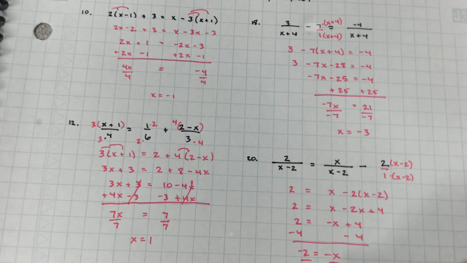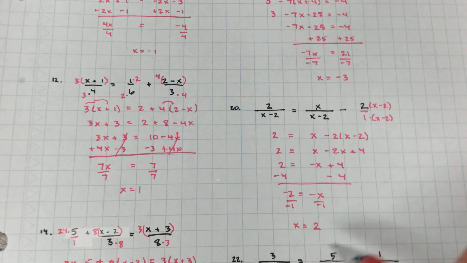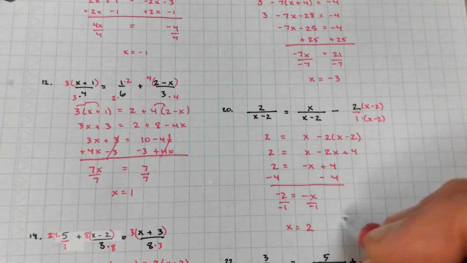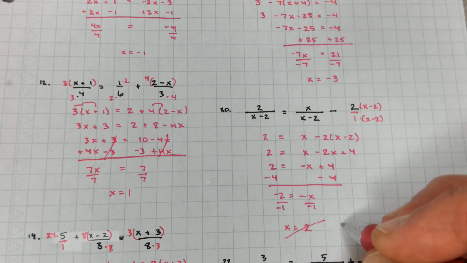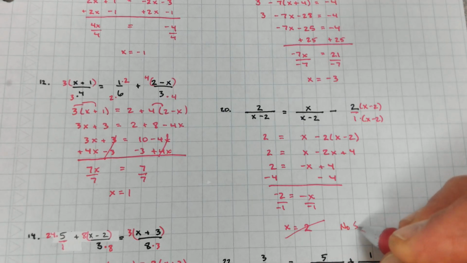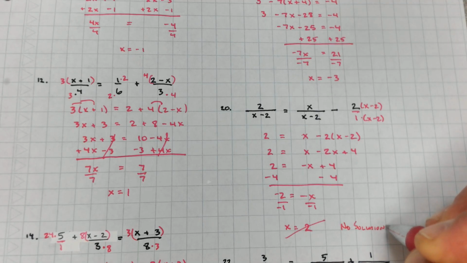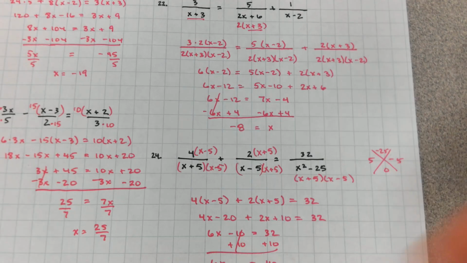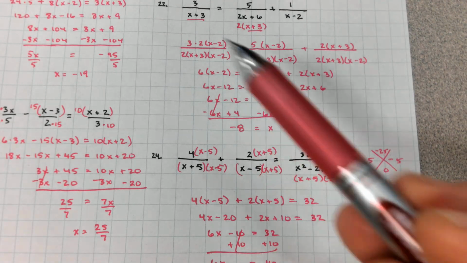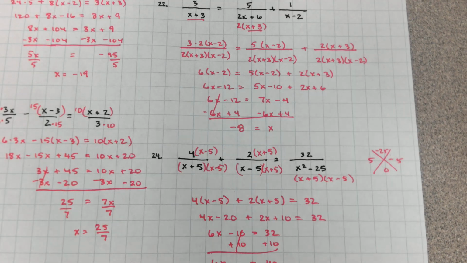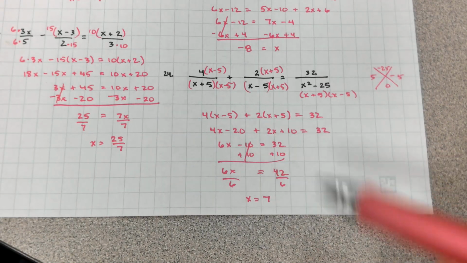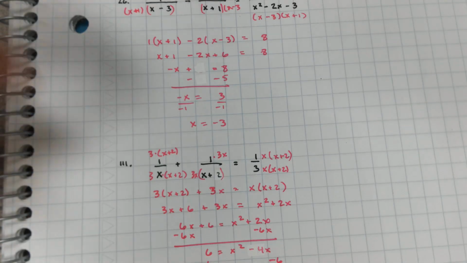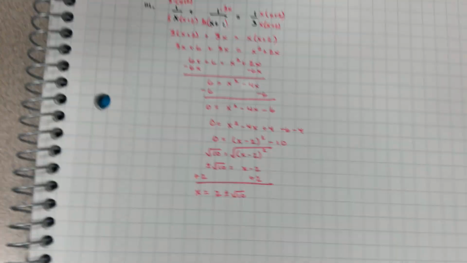2 minus 2. This number 22, if I plug in a 2 here, that's going to give me zeros here in the denominator. So x cannot equal 2 actually. This one does not have any solutions. Negative 8 for this one. Looks good. 7 for this one. Looks fine. So it was just number 20. Alright. So sorry about that.